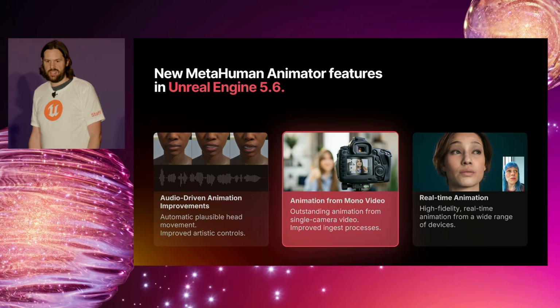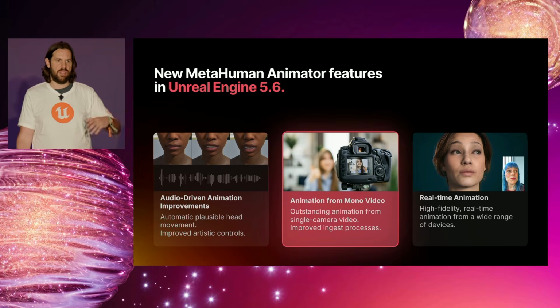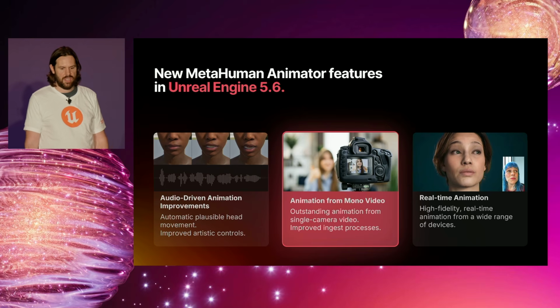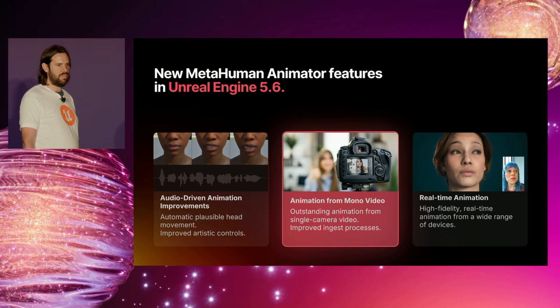The next one, which I think is a really big step in terms of opening up the different capture devices, is that we now allow animation from mono video. This means any device that can capture a mono video, a phone, a webcam, a GoPro, you can record that and process it offline to get great animation results, rather than the depth-based stereo approach that we had in the existing pipelines. So this really means pretty much any device can become a facial capture system.